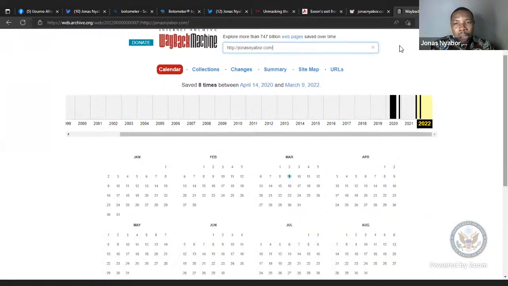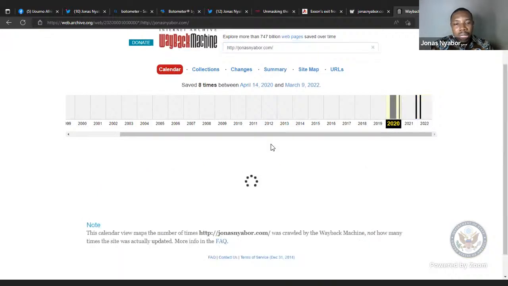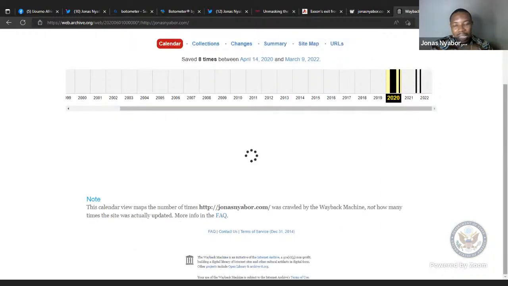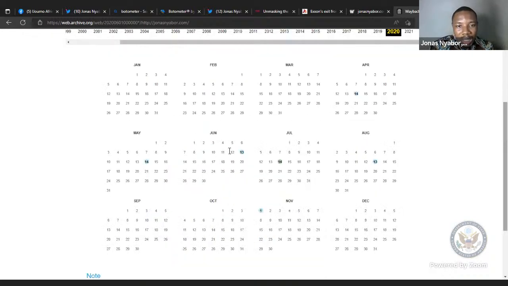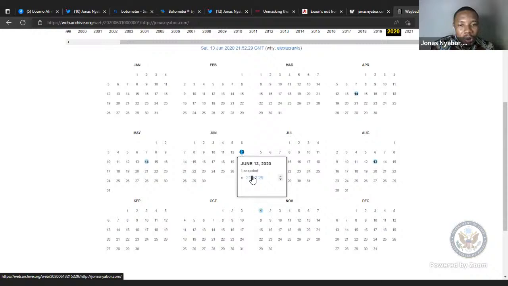So I want to see how my website looked in 2020. I'll click on the year, and then it takes me back. It tells me the exact dates on which different snapshots or pictures were taken. As you can see, 13th June, 14th July, and so on. I want to see how my homepage looked on 13th June 2020. So I click on this, and then it shows me how it looked.